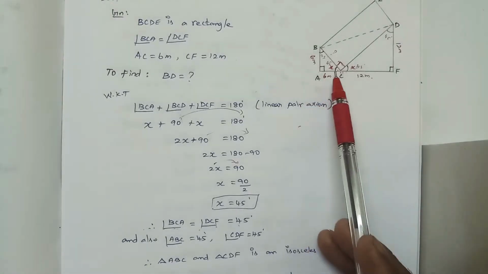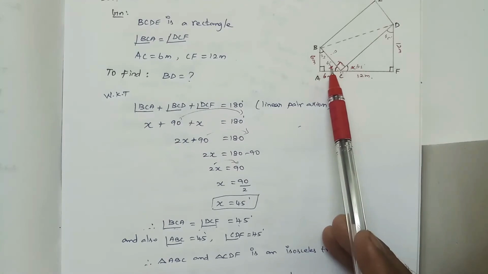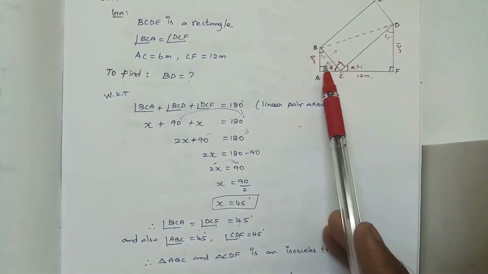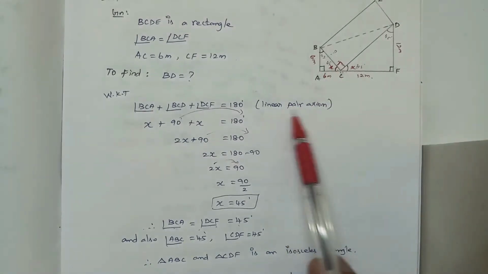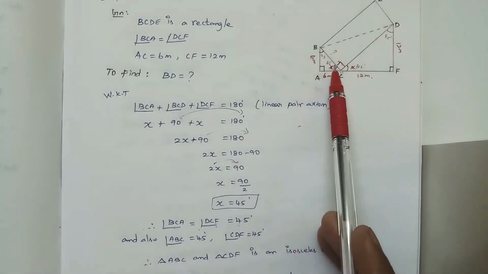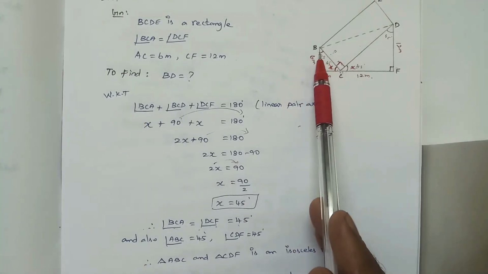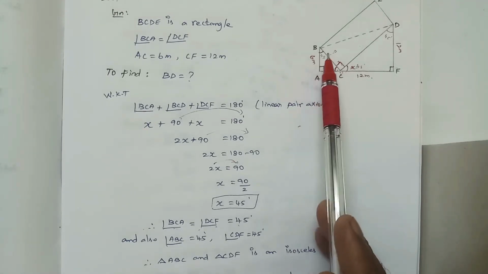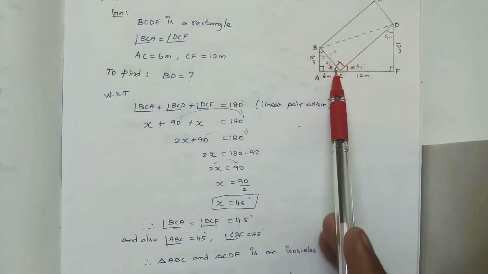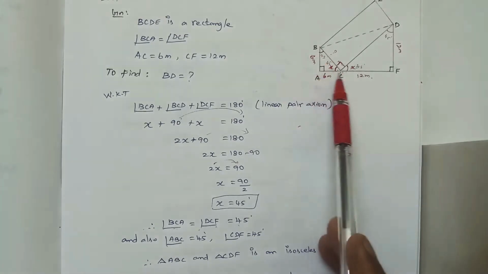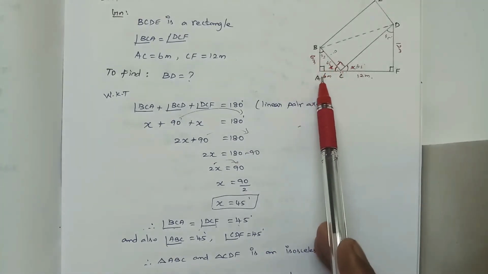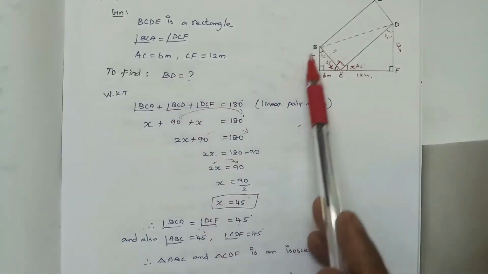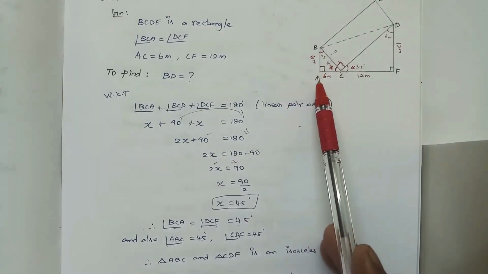So first I'm just finding this angle is equal to 45 degree by using the linear pair axiom. And this is 45 degree and this also will be 45 degree because sum of three angles of a triangle is equal to 180 degree. So this is also 45. If angle B is 45 and angle C is 45, then ABC is nothing but isosceles right angle triangle. If AC is nothing but 6 meter they have given, then AB is also 6 meter. Understood? You have to understand, right?